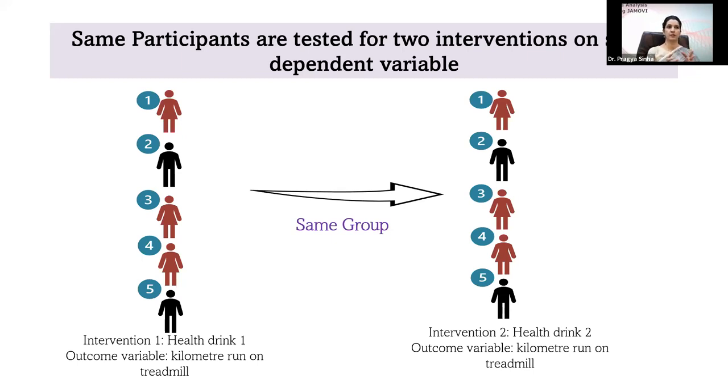So for one, the same group, I have given health drink one. And after maybe a few weeks, I have given health drink two. And I want to see how many kilometers they run on the treadmill. And if I want to see the difference between these two values, I'll go for a paired t-test.